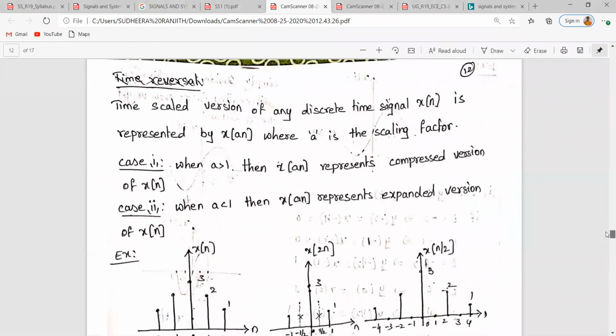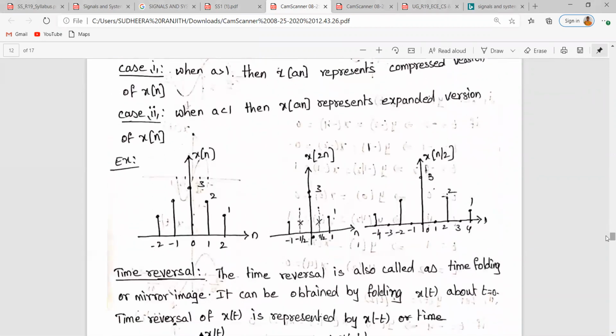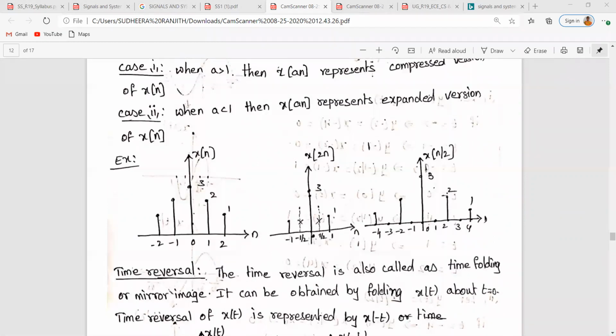Similarly, for any discrete time signal x of n, x of an represents its time scale version, where a is the scaling factor. When a is greater than 1, then x of an represents the compressed version. When a is less than 1, then x of an represents its expanded version. Let us see one example. You can find the scaled version by dividing the entire scale with the scaling factor. First we would like to find x of 2n. What is the scaling factor here? 2, isn't it? So let us divide the entire time range with the scaling factor.